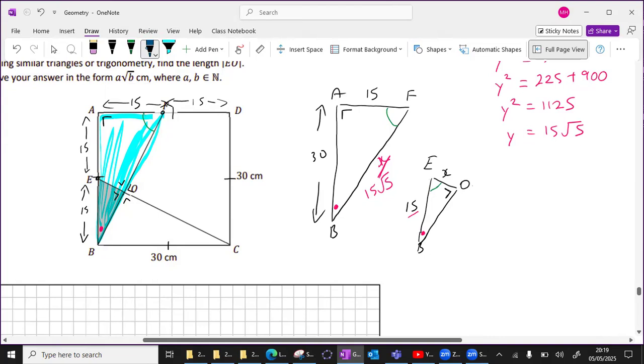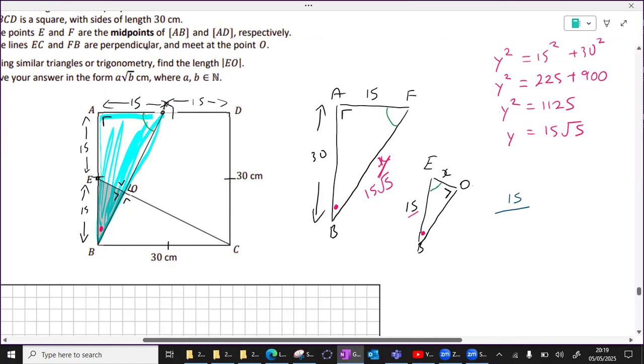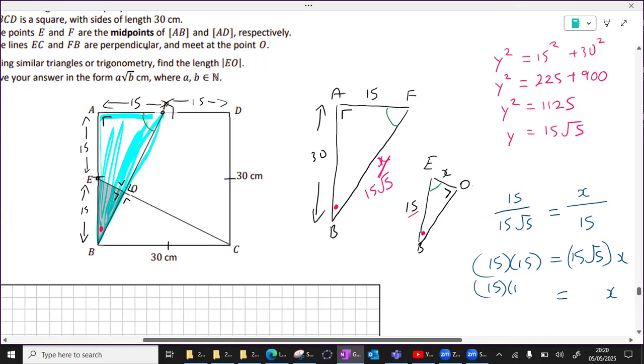So if I pick, for example, 15 in the little one. So if I'm starting with the little one, I have to then pick whatever's opposite the right angle in the big. And then whatever triangle I start with, I stick with. So if I pick X, it's opposite the dot. Opposite the dot in the big one is the 15. So now I have to cross multiply. So it's going to be 15 by 15 is equal to 15 root 5 x. So to find x, I would need to multiply 15 by 15 and then ultimately divide it by 15 root 5.